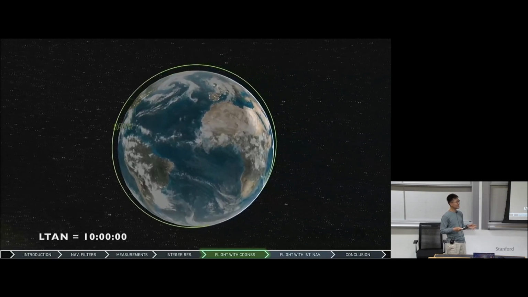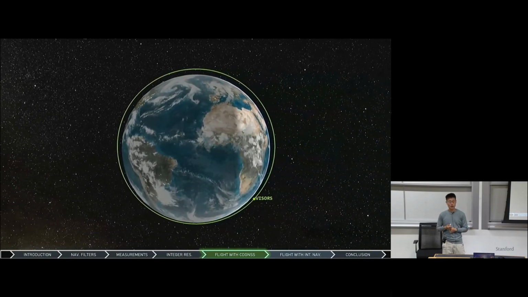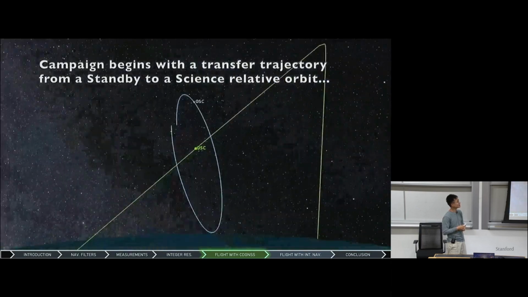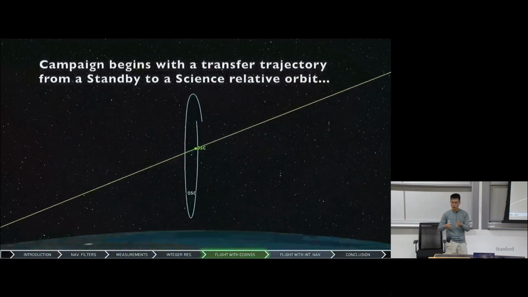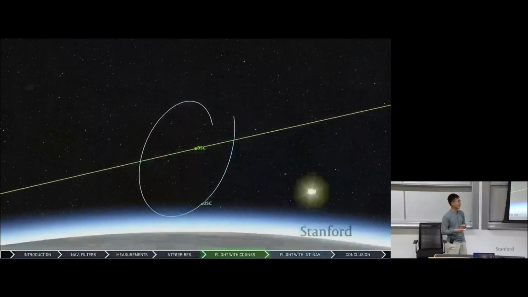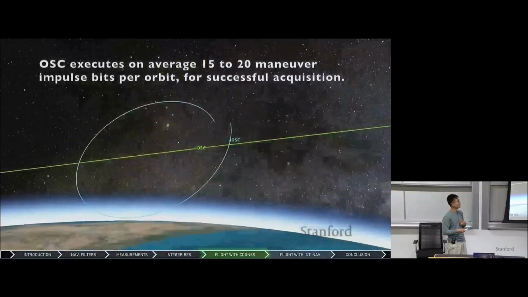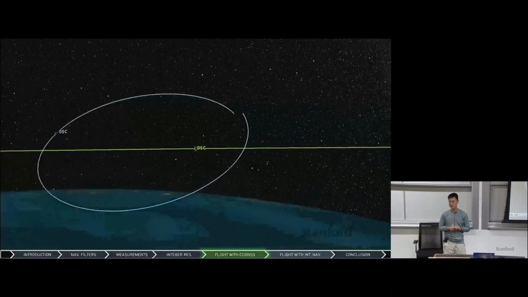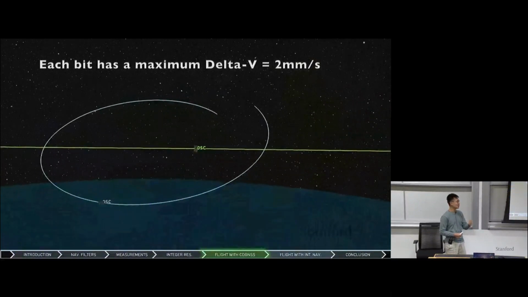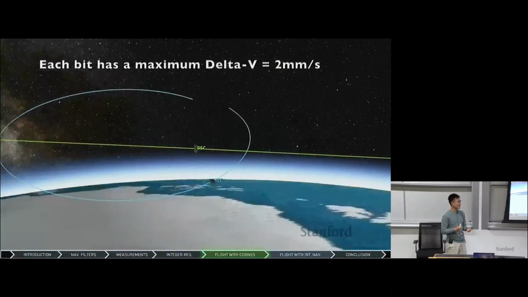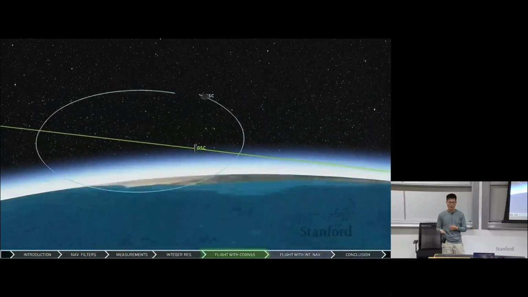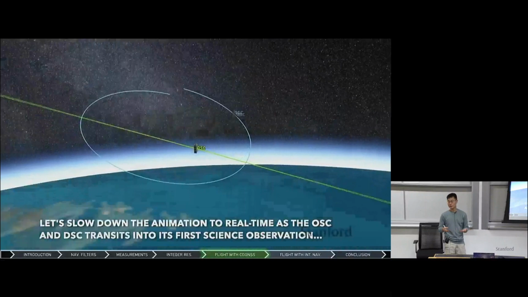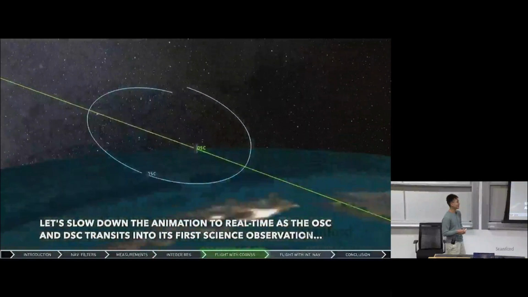VISORS flies in a sun-synchronous low Earth orbit, 500 kilometers. This may change depending on launch manifest details. But essentially, we start at a 200-meter baseline in what we call standby relative orbit. One of the spacecraft, the maneuvering spacecraft, successively applies maneuvers in steps of 2 millimeter per second impulse bits until it gets into a desired science relative orbit, which has a baseline of about 40 meters.